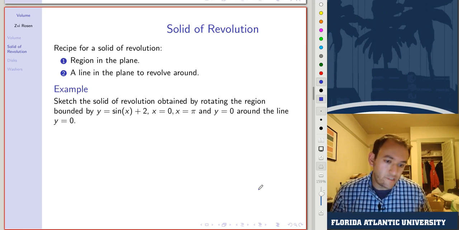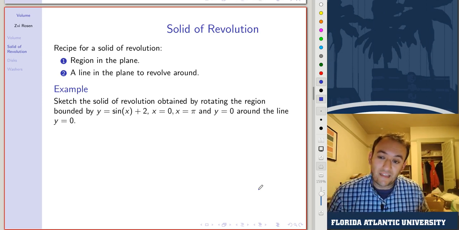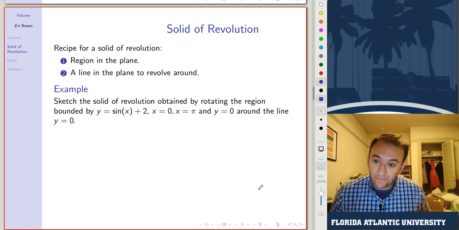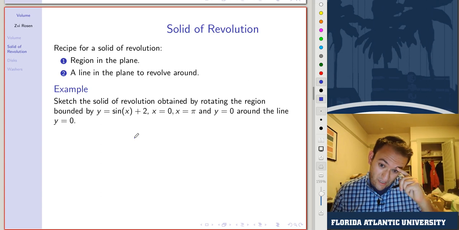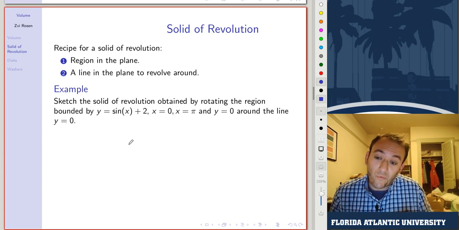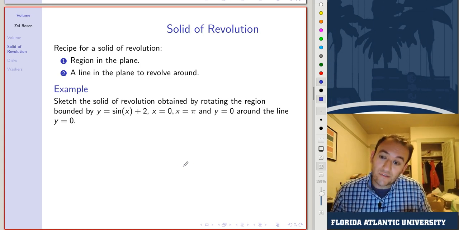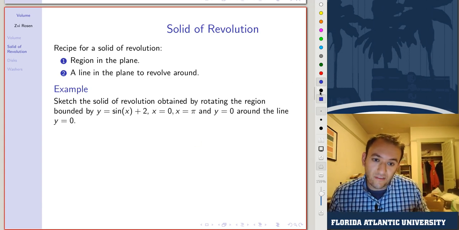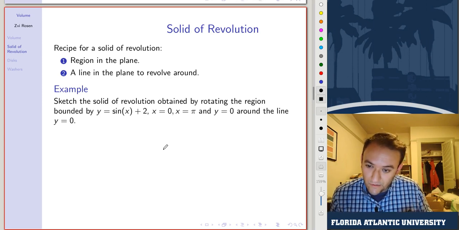And here's what you need for a solid of revolution. You start with a region in the plane, and you also need a line in the plane to revolve around. So for instance, here's an example. Sketch the solid of revolution obtained by rotating the region bounded by y equals sine x plus 2, x equals 0, x equals pi, and y equals 0 around the line y equals 0. So let's start by just drawing this. Let's draw some axes. So we need to go from x equals 0 to x equals pi, and it needs to involve y equals 0.